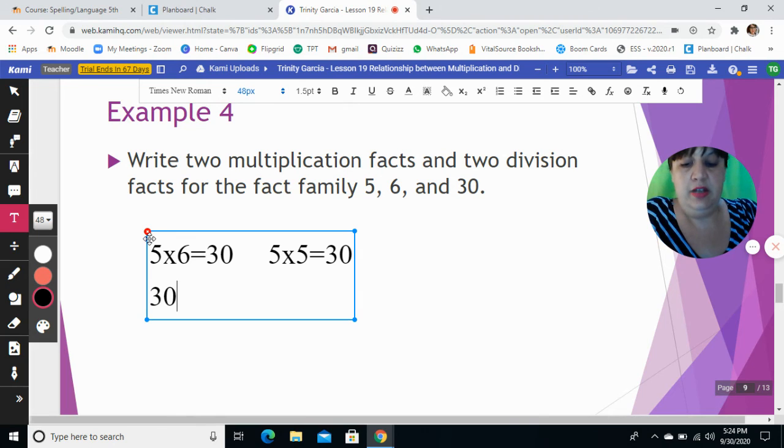Now our division, we could do 30 divided by, I'm going to use this symbol here for divided by. 30 divided by 6 equals what? 5, right? Because that's the other number that's left in our fact family. And 30 divided by 5 equals 6. Good. All right. So there's your fact family for 5, 6, and 30.